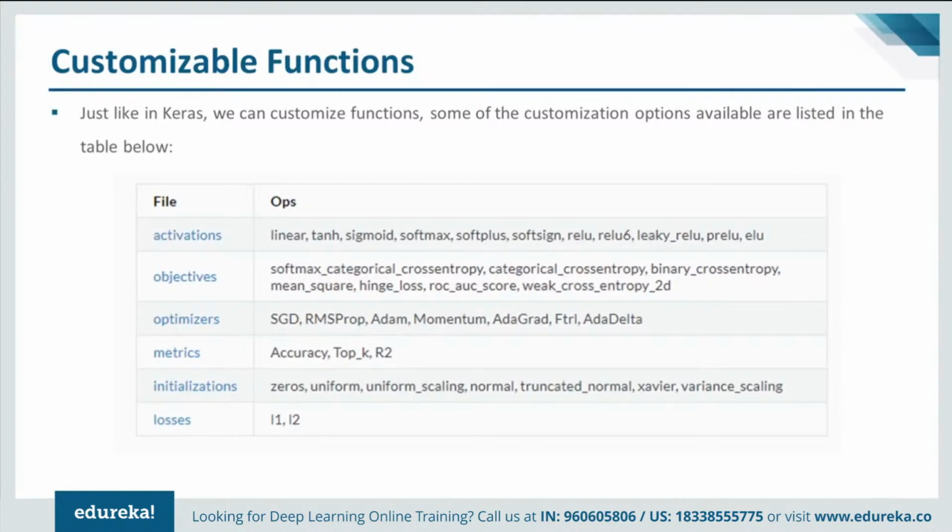SGD stands for stochastic gradient descent, and it is a further minute version of batch gradient descent. And the rest of the things like Adagrad, FTRL, Adadelta. When I discuss RMSprop, Adam and momentum, you will get an idea that when I say this is a variant of gradient descent, we will be making some minor changes in how the calculation is happening in the back end.